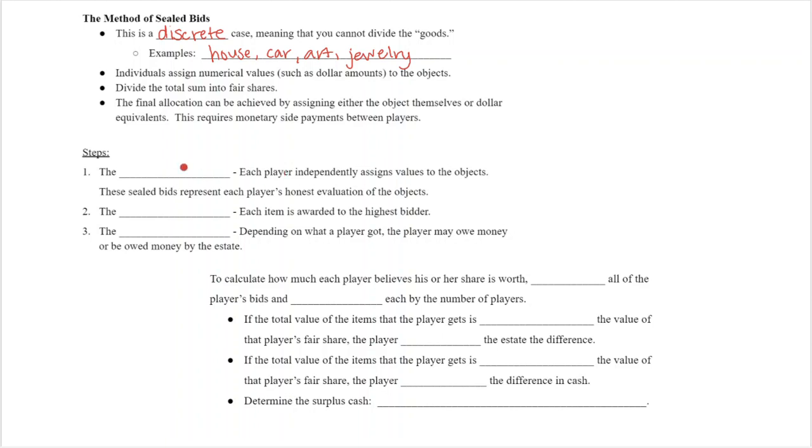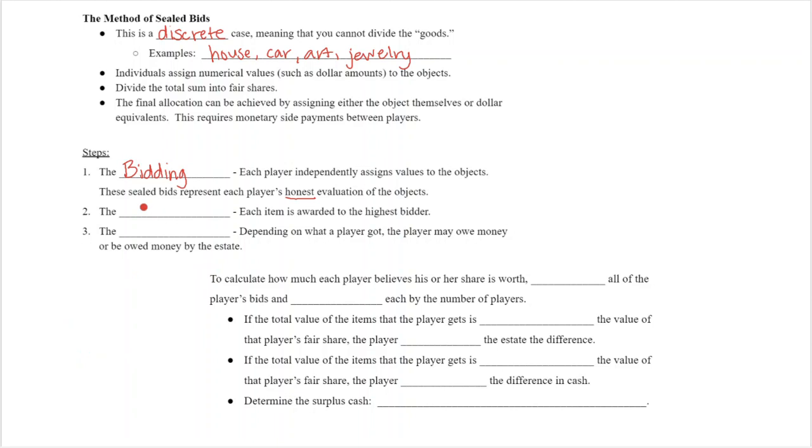So first we have the bidding. Each player independently assigns values to each of the objects. This is supposed to be an honest evaluation of the object's worth. And when we say sealed bids, that means that you are making these assessments privately. No one knows what you think everything is worth.